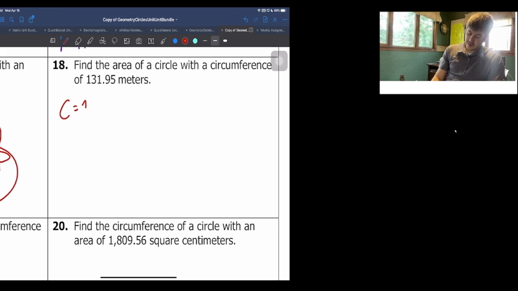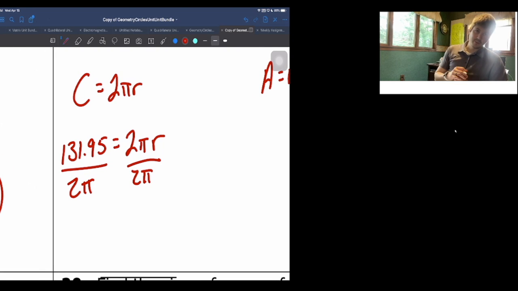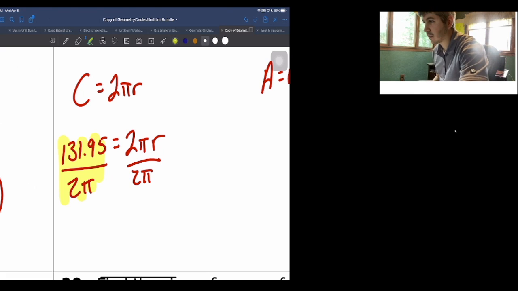So since they've given me circumference, which is 2 pi r, we're going to do that one first. We'll do area second. And if I plug in my values, my 131.95, then we're going to divide both sides by 2 pi. Divide by 2 pi. And this is where the trouble comes in. If you have a calculator in front of you right now, plug that in and see what you get. Because there's 2 ways to do this. There's a correct way and an incorrect way.